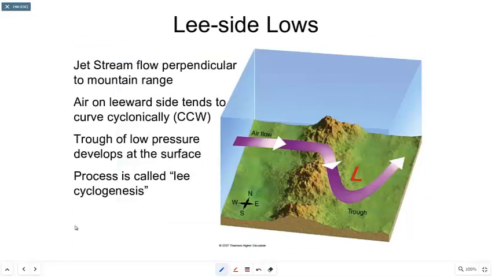Why we have development along the leeward side of the Rocky Mountains is due to this phenomenon. The jet stream flow pattern will be perpendicular to the mountain range. Air on the leeward side tends to curve cyclonically, counterclockwise. The trough of low pressure develops at the surface, and so we call this process lee cyclogenesis, due to the location on the leeward side of the mountains, and cyclogenesis being the beginnings of or increasing in strength of a low pressure system.